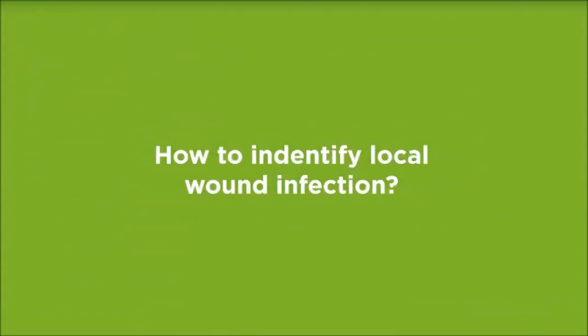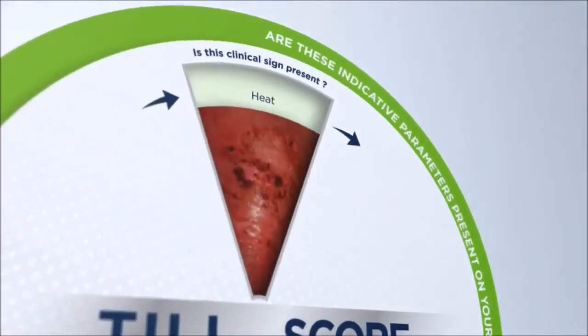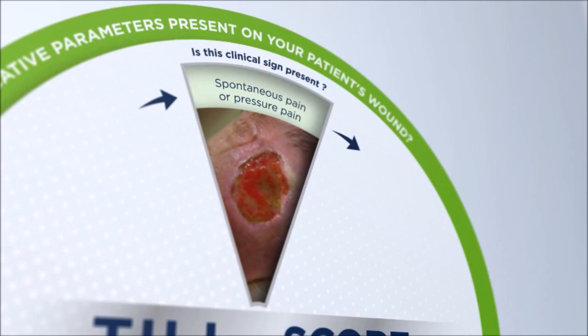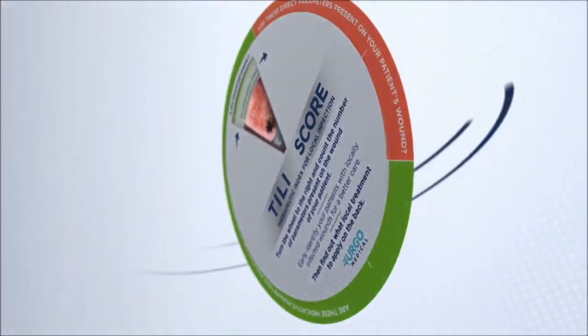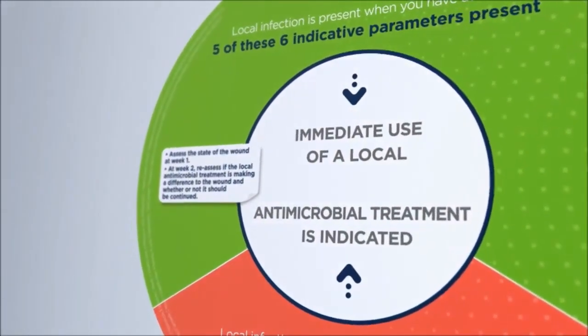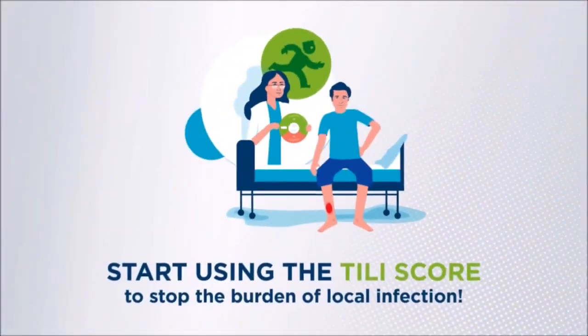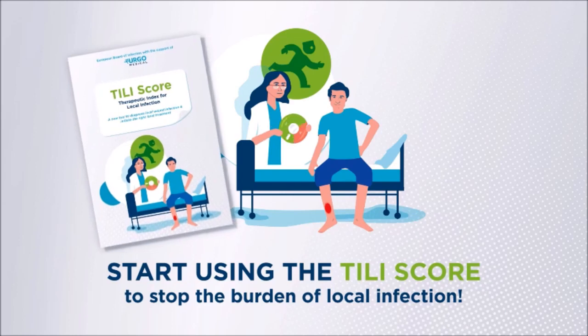To use it, turn the wheel to the right and count the number of parameters present on the wound of your patient. Then find out what local treatment to apply on the back of the wheel. You can find all the information in the TILI score leaflet.